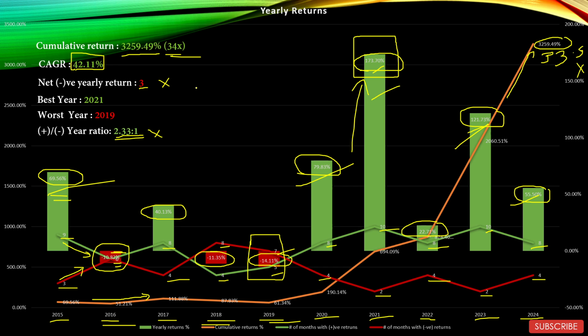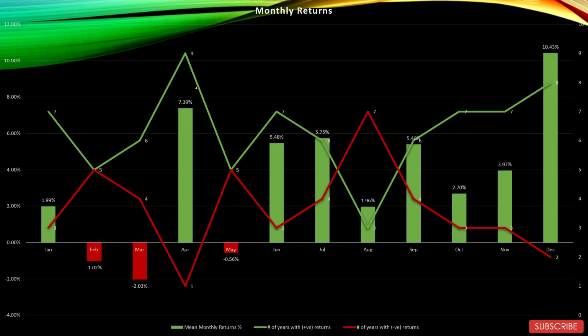Now let's move on to the monthly returns graph. Let's see how that graph looks. So this is the monthly returns graph. The green bars over here show the positive mean monthly returns. The red bars show the negative mean monthly returns. The green line shows the number of years with positive returns, whereas the red line shows the number of years with negative returns. Let's start with January.